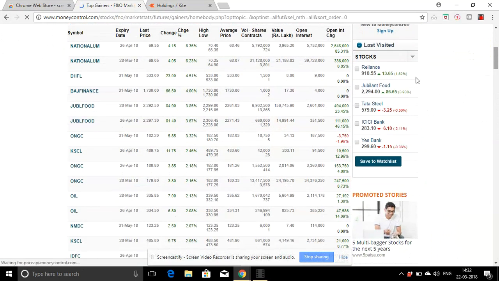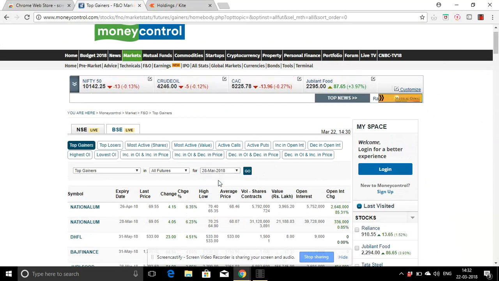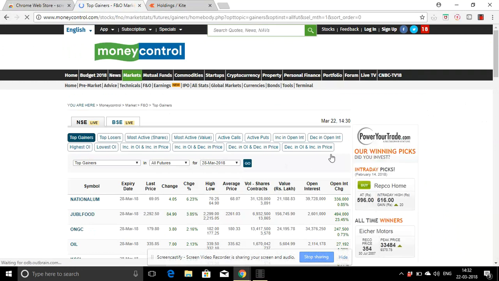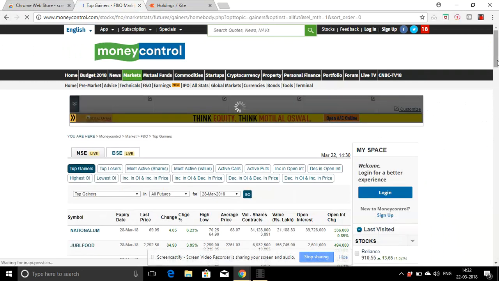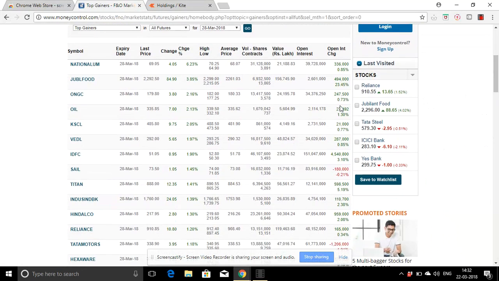So once you are out here, what you have to do is take the current expiry, that is the March expiry, since we are doing this for the March expiry. Then what I look for is this thing, open interest change. This shows the number of long positions built up. Good long positions built up here. This shows short positions are being built up.